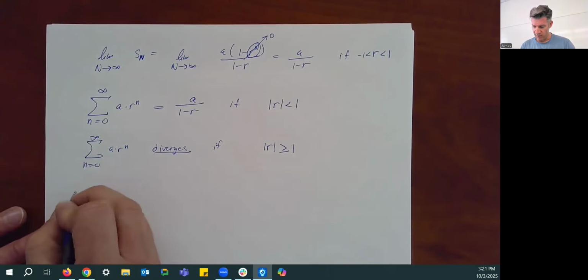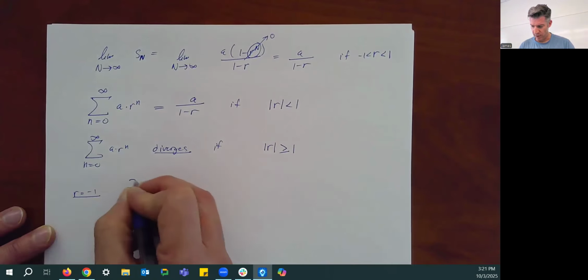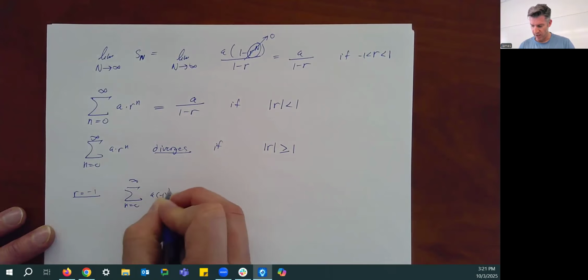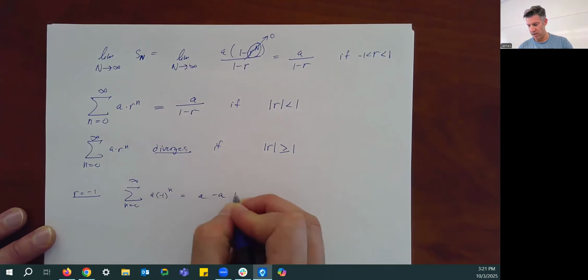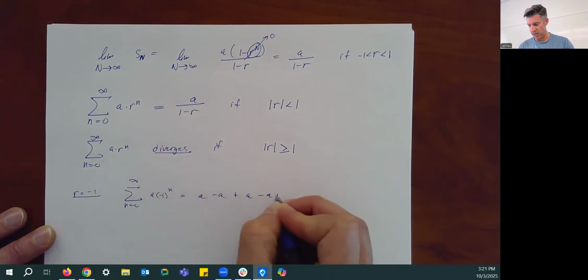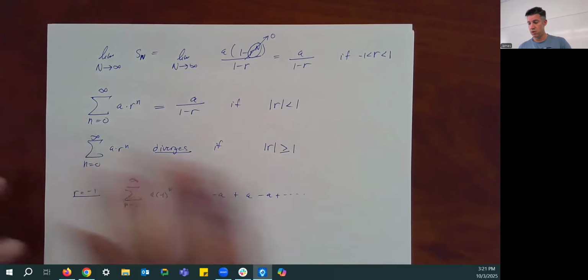So note, if r is equal to -1, you get the sum from n equals 0 to infinity of a times -1 to the n, which is equal to a minus a plus a minus a forever and ever and ever. And the problem here is that the partial sums do not converge.